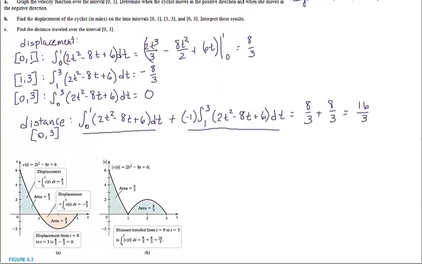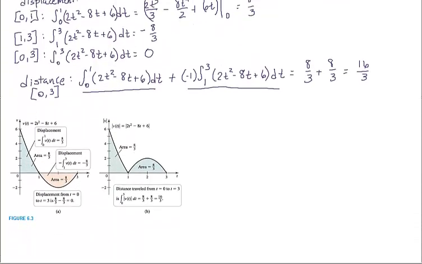So let's look at that result on the graph. And this is exactly what we just did. We just found the displacement for this section, found the displacement for this section, and for total distance you just make sure that you are calculating everything as a positive.